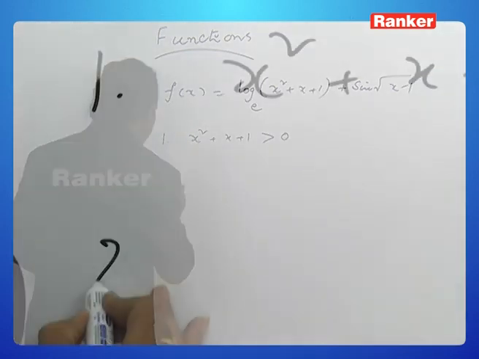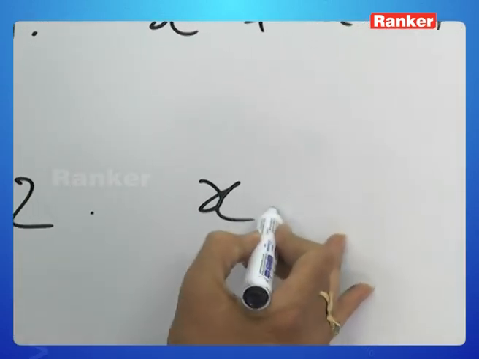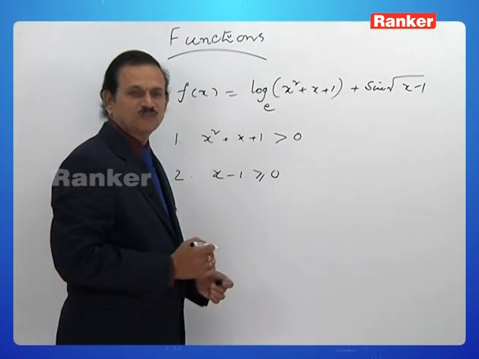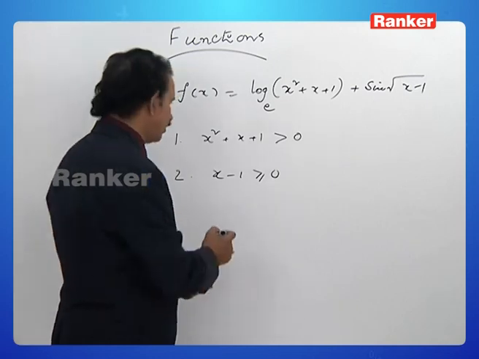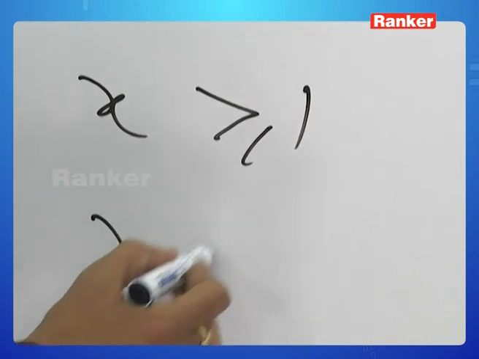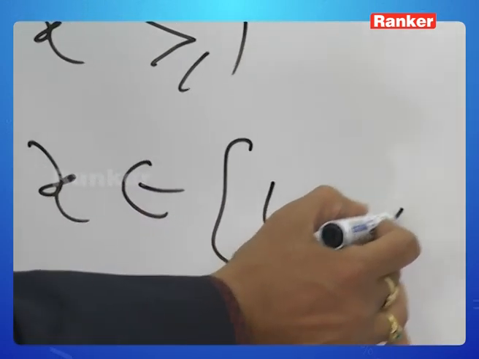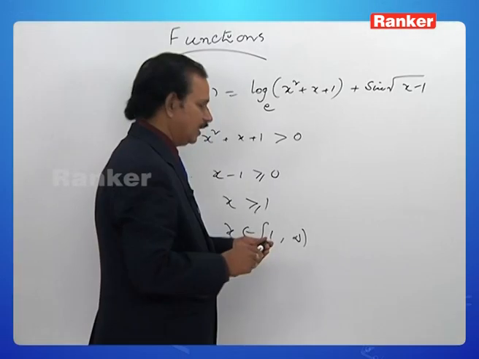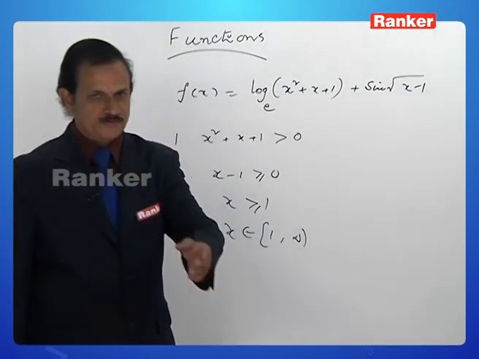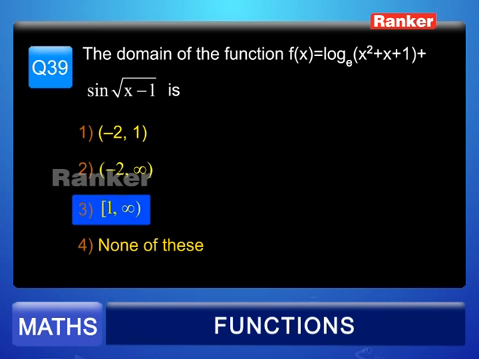Secondly, x minus 1 must be greater than or equal to 0. That is, x must be greater than or equal to 1. Therefore, x belongs to closed interval 1 to infinity. Hence, the required domain is closed interval 1 to infinity. That is, the third option is the right option.